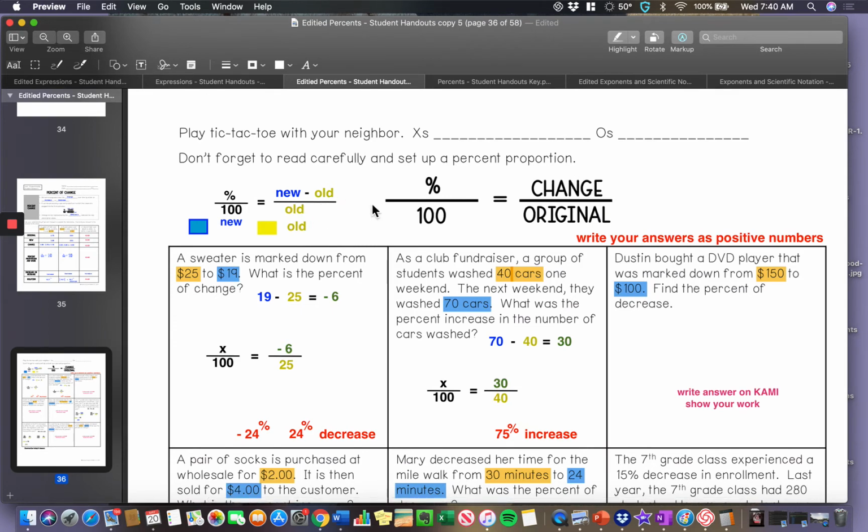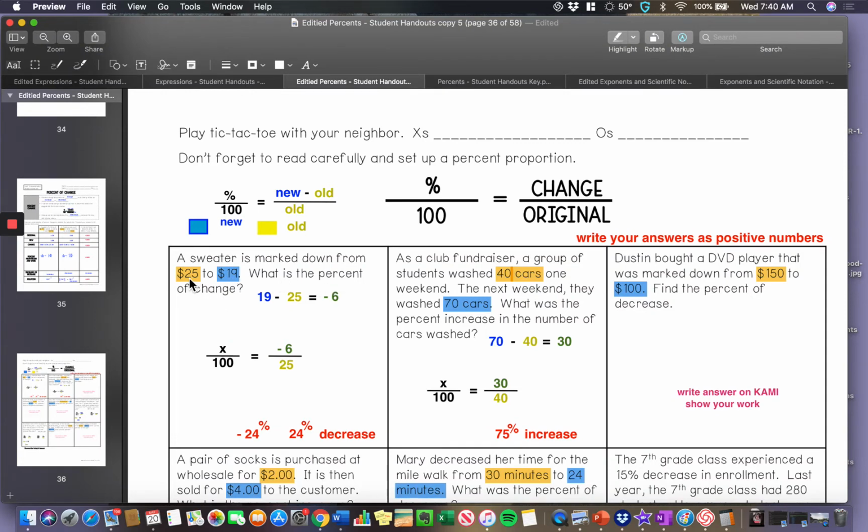I always like to represent the change part as the new, take away the old, and the original part represented as the old. So anything highlighted in blue down here is going to be representing the new amount, and anything highlighted in yellow is going to be representing the old amount. So it says a sweater is marked down from $25 to $19. What is the percent change?